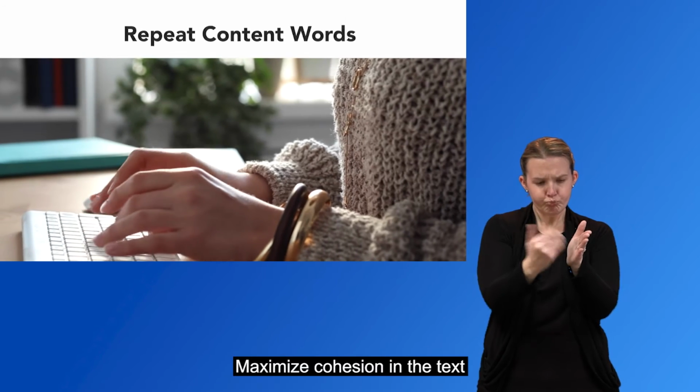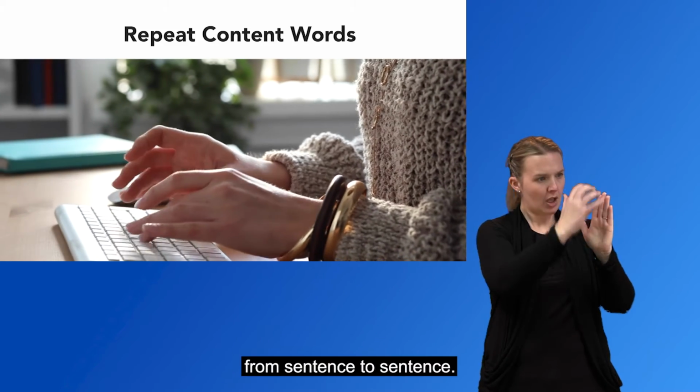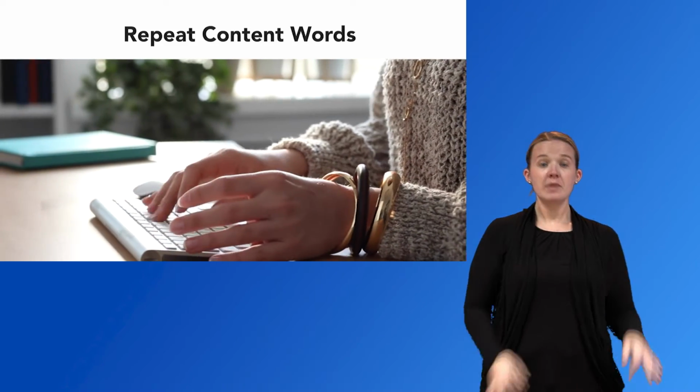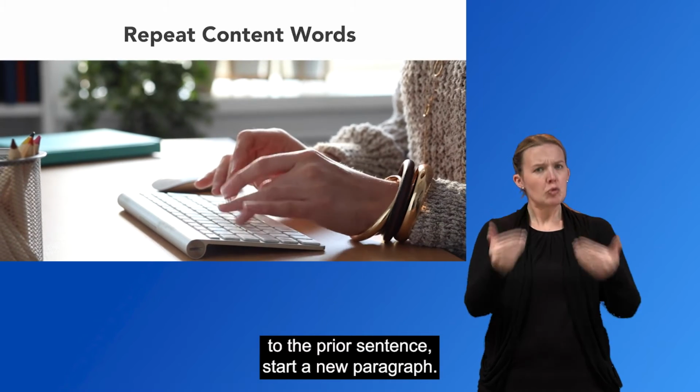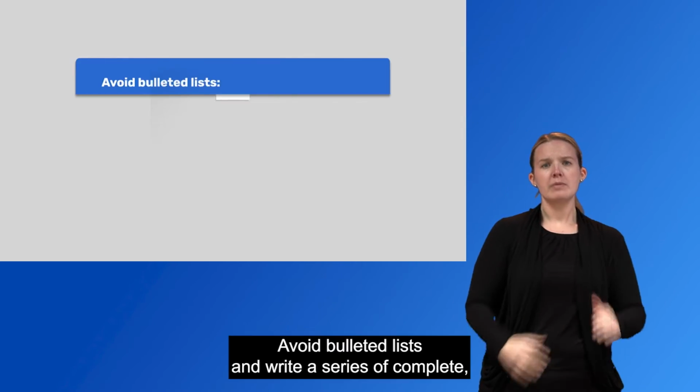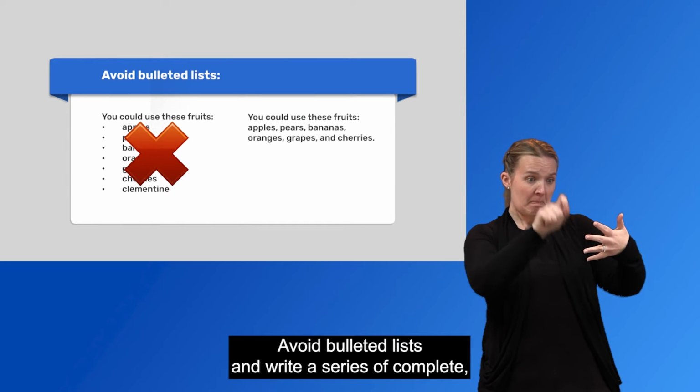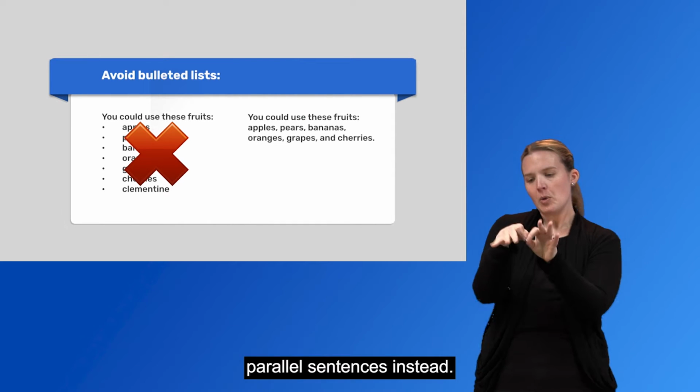Maximize cohesion in the text through the repetition of content words from sentence to sentence. When a new sentence does not relate directly to the prior sentence, start a new paragraph. Avoid bulleted lists and write a series of complete, parallel sentences instead.